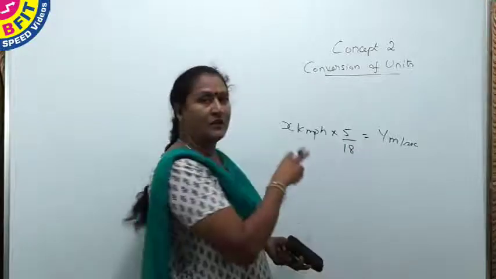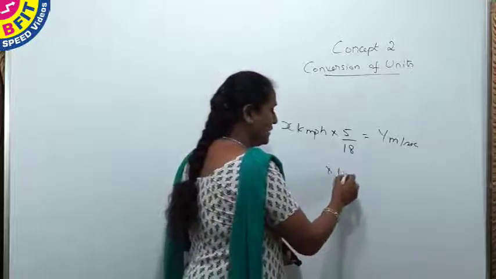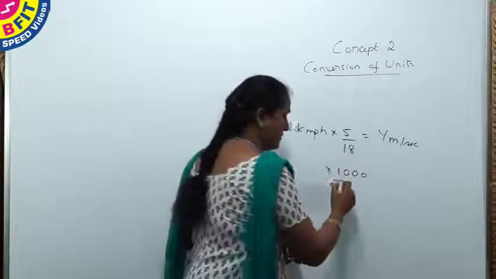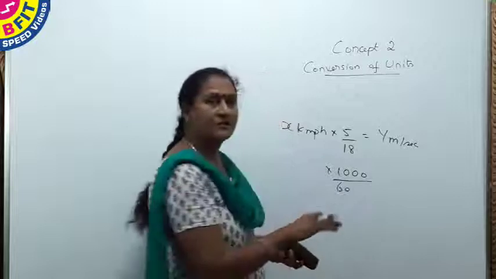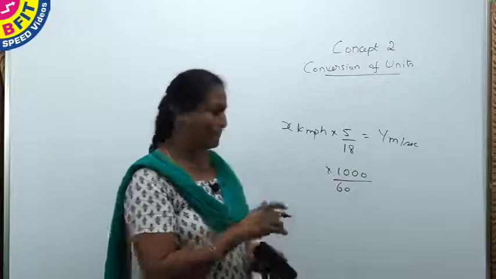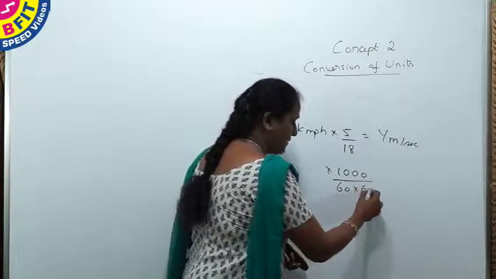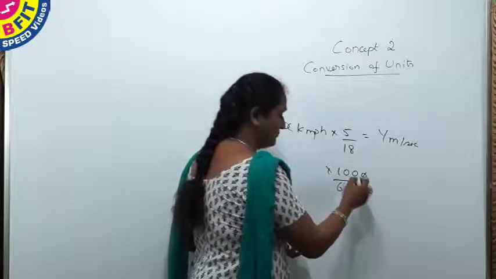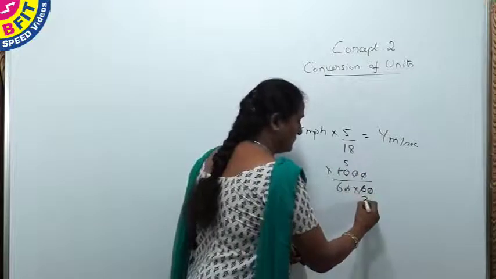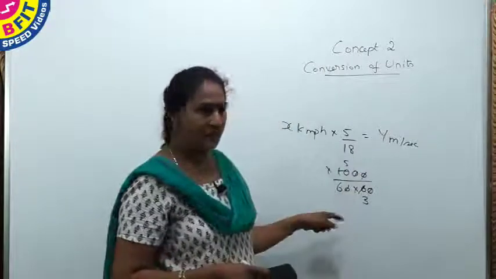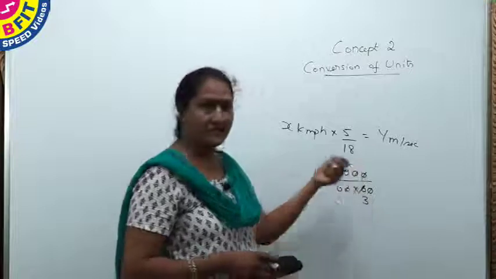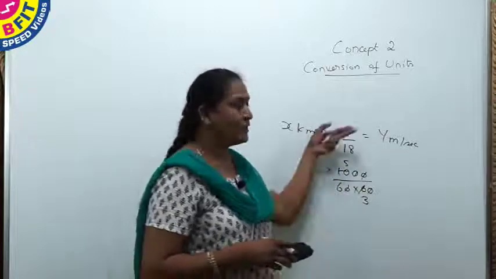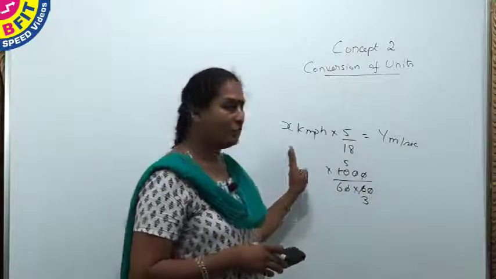To convert kilometers to meters, as 1000 meters is 1 kilometer, we multiply with 1000. And from hours to seconds, we divide by 60 to convert to minutes, because 60 minutes is 1 hour, and again another 60, because 60 seconds is 1 minute. Now simplifying this, we are left with 5 by 18. So instead of multiplying with 1000 and dividing by 3600, you just multiply with the factor 5 by 18, which is less than 1, to compress the units from kilometer per hour to meter per second.